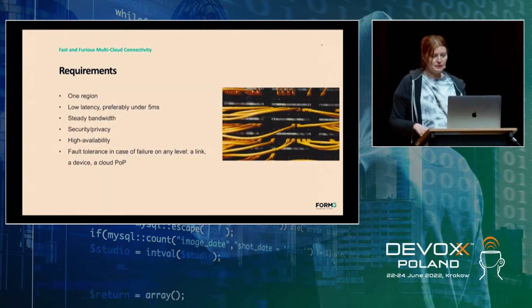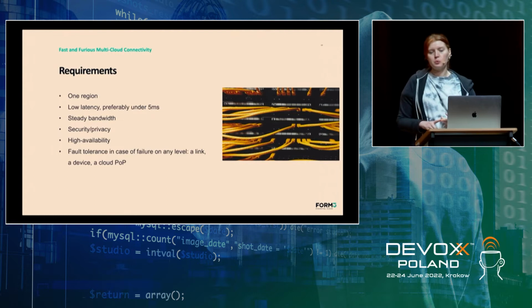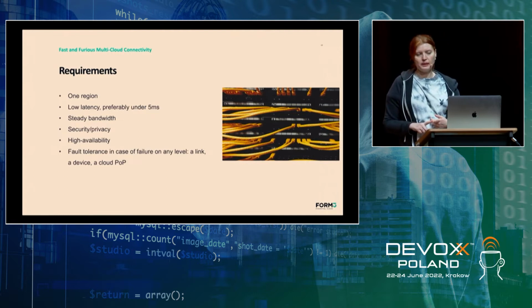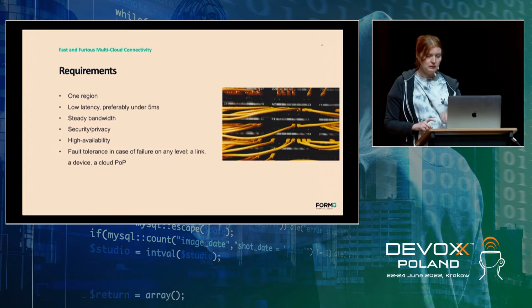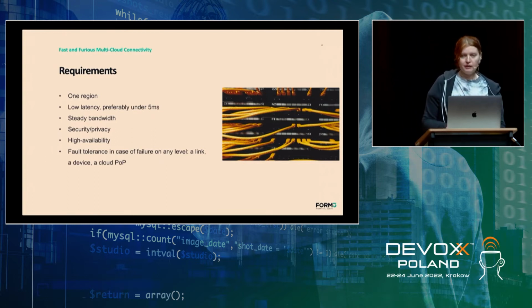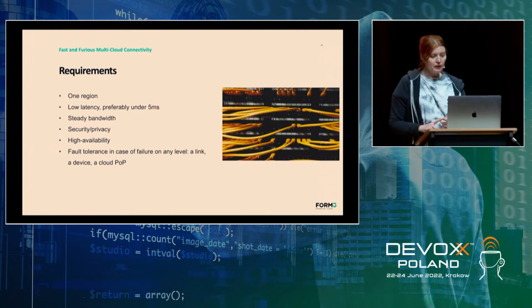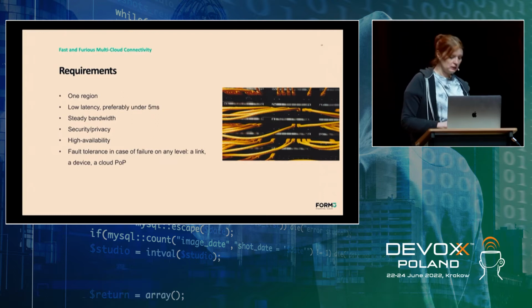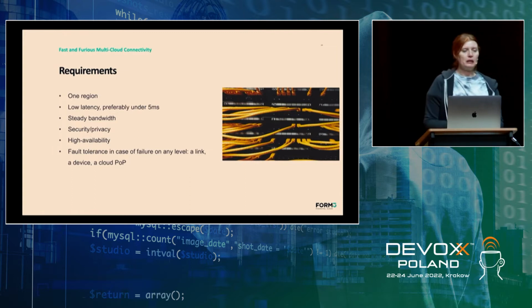So what about our requirements? I've already mentioned that we aim at one region. Why one region? Because we can't achieve consistent writes with multiple regions. So we are aiming at one region at the moment with low latency, preferably under 5 milliseconds to guarantee those consistent writes for our messaging system and our persistent storage. We need to have steady bandwidth with multi-cloud deployments of NATS and CockroachDB. There's going to be a lot of replication. So we need to guarantee a certain level of bandwidth.